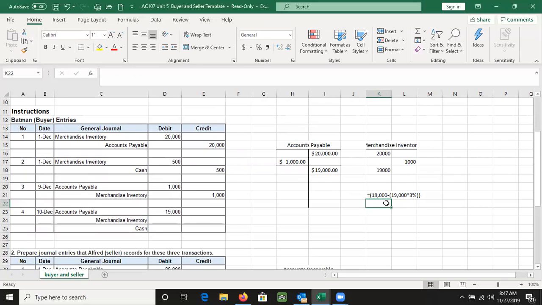So when Batman calculates that, I'll break it up. $19,000, Excel doesn't like commas, times 3% is $570. So $19,000 minus 570. Batman only owes $18,430 in cash. So that's what he's going to credit cash for, $18,430. The difference, this $570, decreases the value of the inventory. So he's going to credit inventory $570.